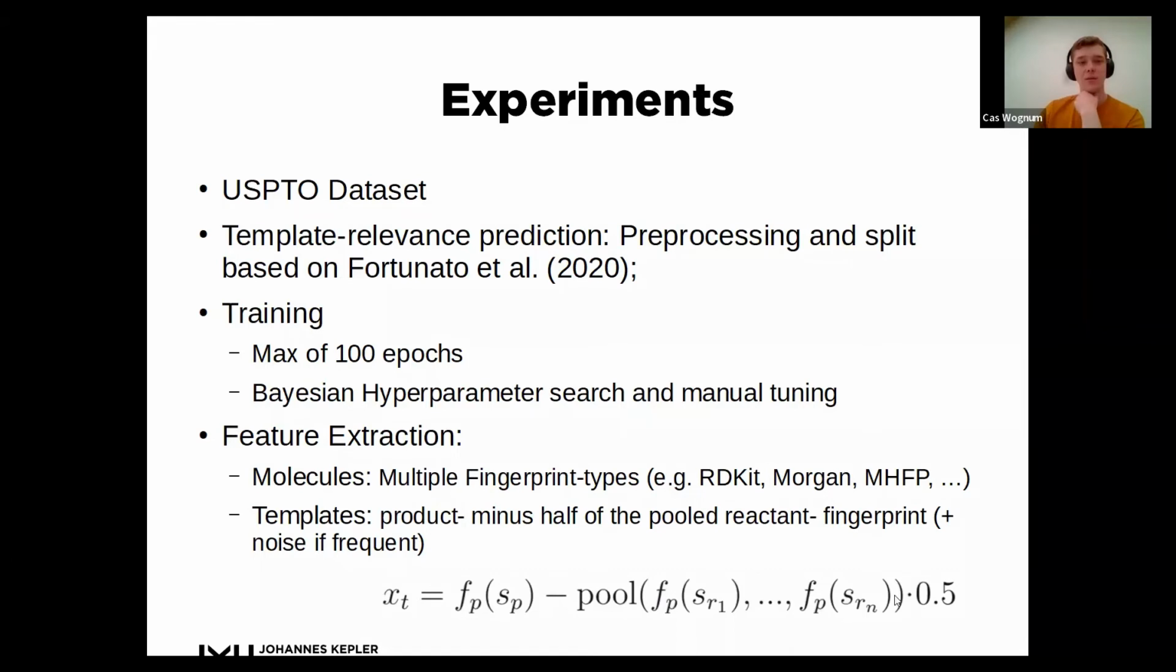And yeah. Just a short clarification question: how did you use the multiple fingerprints for the molecules?